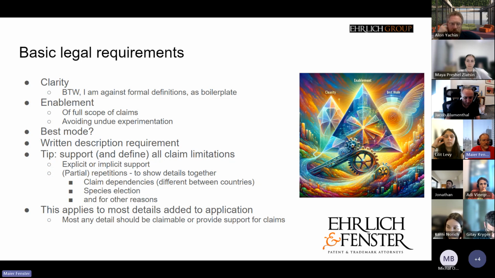Having said that, first requirement is clarity. It should be clear what you're saying. Clarity usually requires details. I'm not going to go into it, but I do want to state that in general, I'm against formal definitions being used to solve the clarity issue.